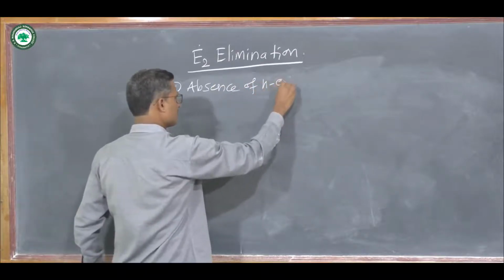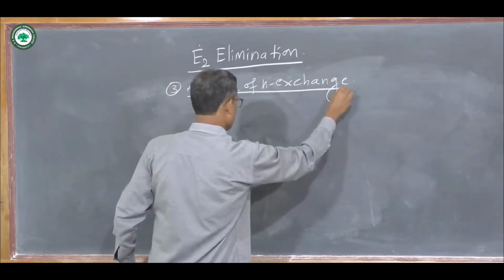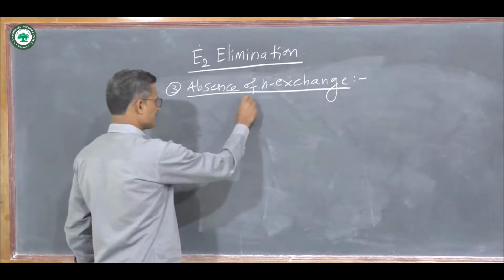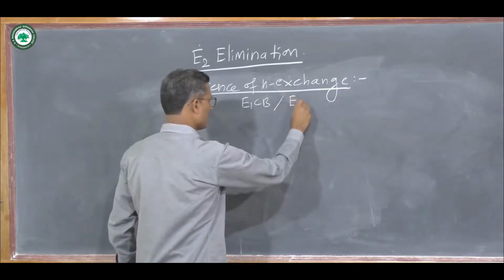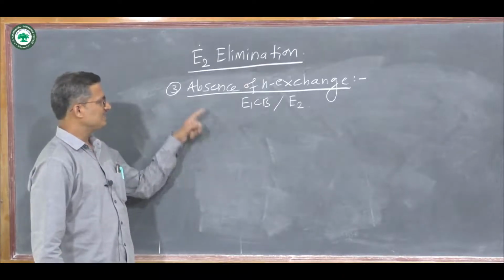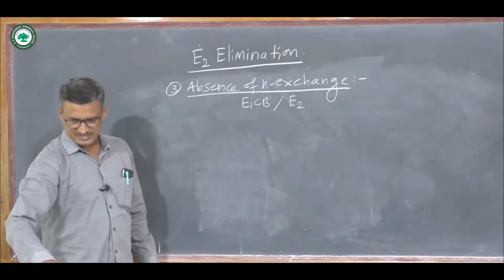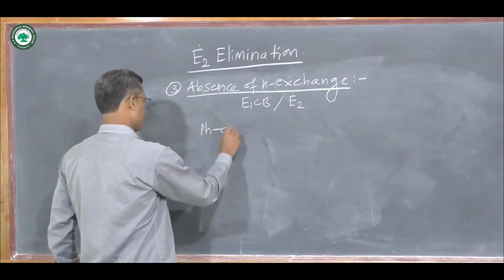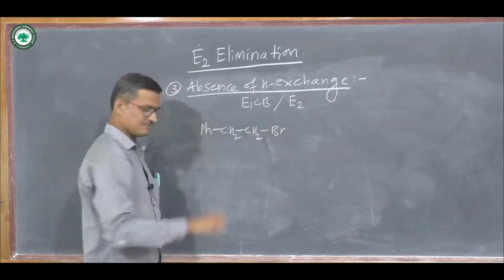Absence of hydrogen exchange means in this case we want to differentiate whether your substrate follows the E1CB mechanism or the E2 mechanism. So that's why we see this hydrogen exchange experiment. When we take a simple example, 2-phenyl ethyl bromide, suppose this is your substrate.